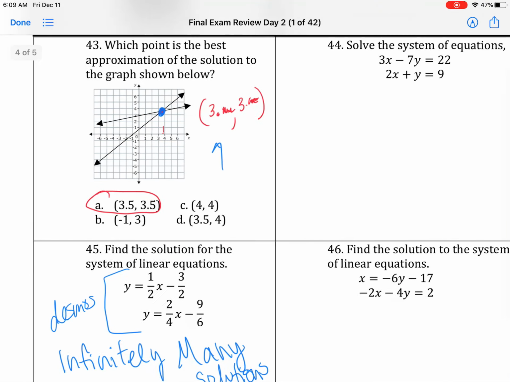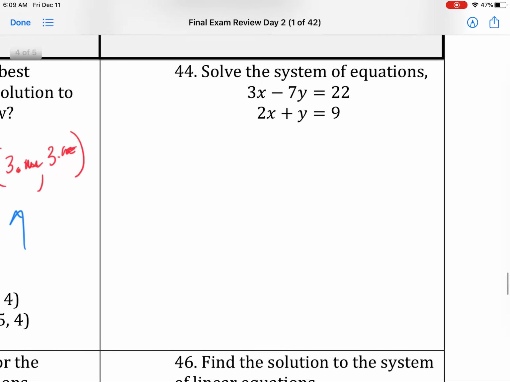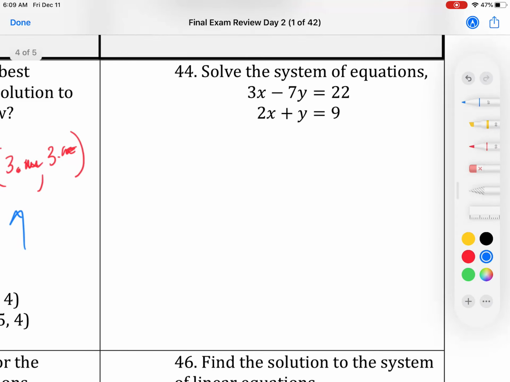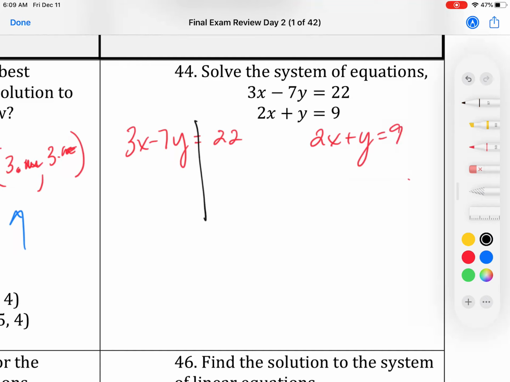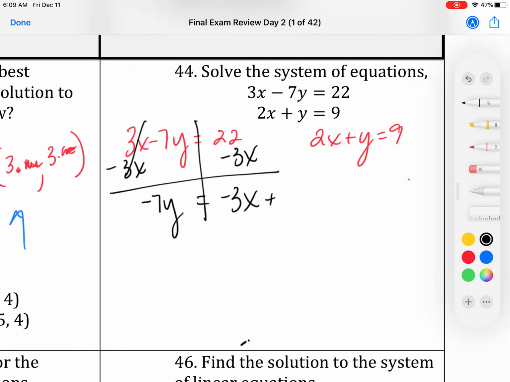Okay, let's move to number 44. So in number 44, what we've done all this chapter is we know that I can only graph when y is by itself. So 3x minus 7y equals 22. 2x plus y equals 9. To graph a line, we need to solve for y. To solve for y, we start by moving the x to the other side. So I'm subtracting 3x. To get y by itself, I divide everything by -7.